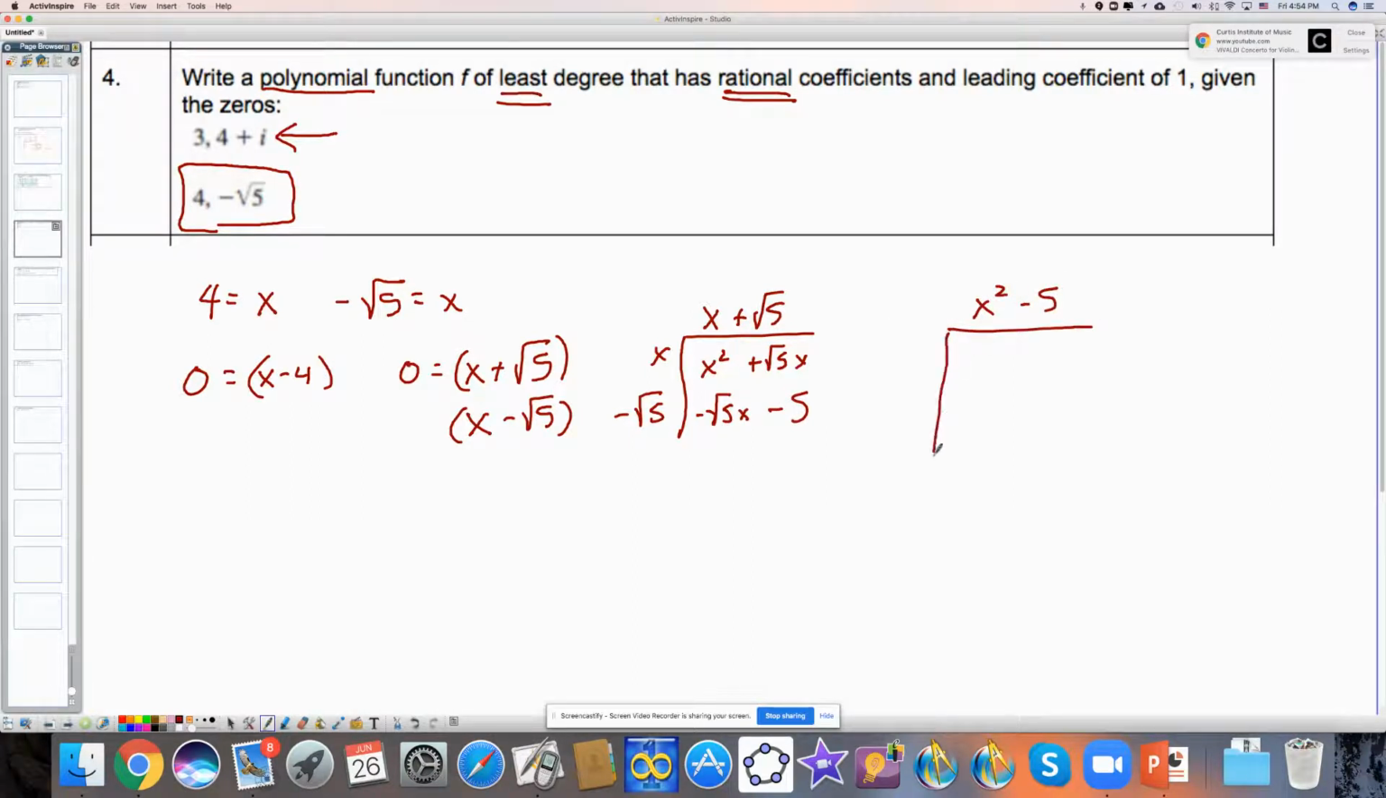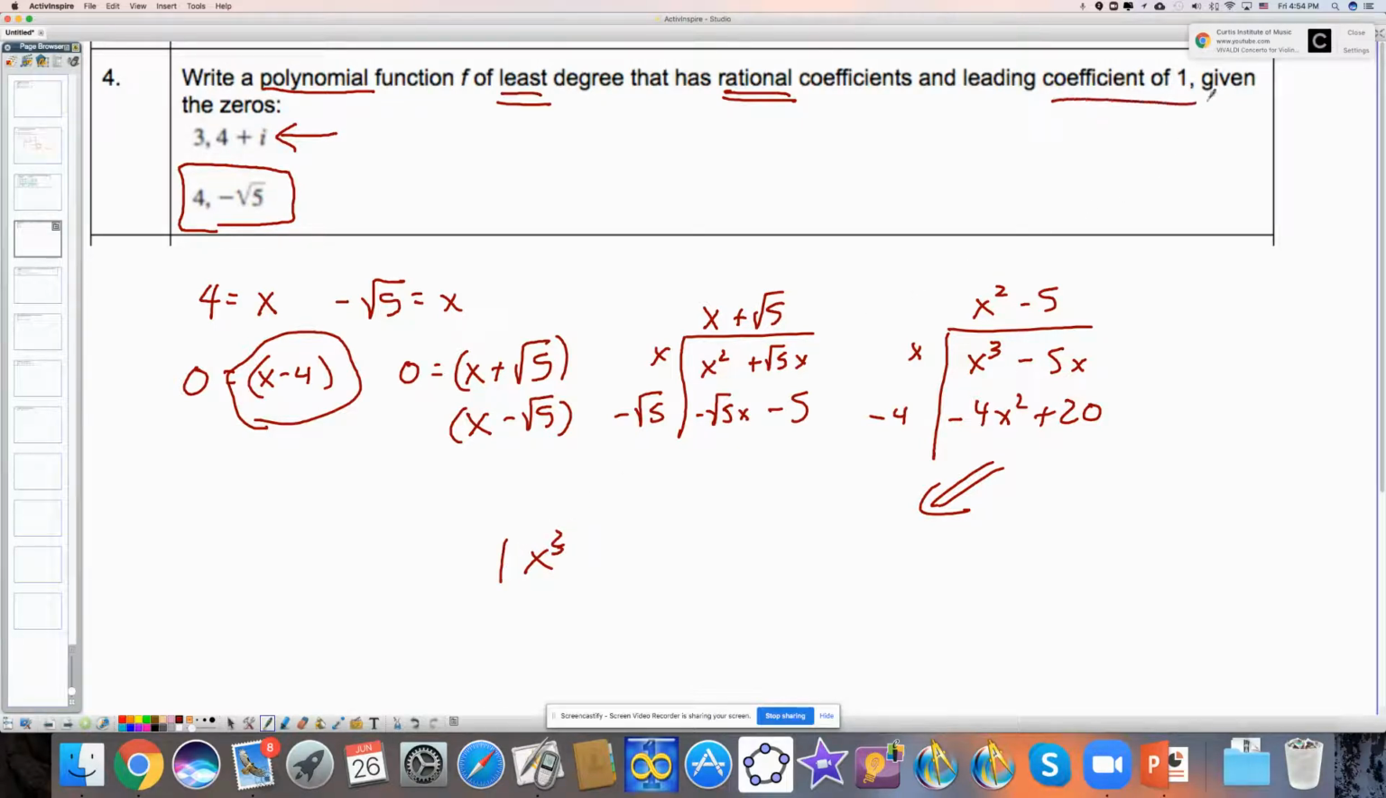When I multiply it by the last factor, x minus 4, I'll get x cubed minus 5x minus 4x squared plus 20. So my polynomial becomes x cubed. The leading coefficient is 1, just like we were told up here, minus 4x squared. Notice I'll put these in order of largest degree to smallest, minus 5x plus 20. And there you have it.